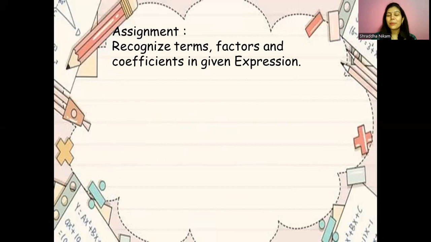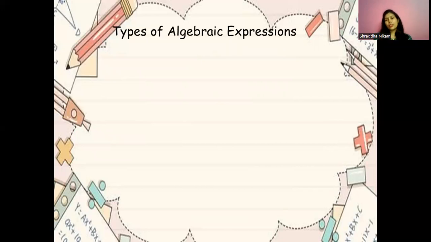Now there is an assignment for you. You have to recognize terms, factors and coefficients in the given expression. Note this down and we are going to discuss its answer at the end. First of all, we'll split down the algebraic expression. Then we are going to split the terms, and then the numerical factor will be the coefficient of the given term.